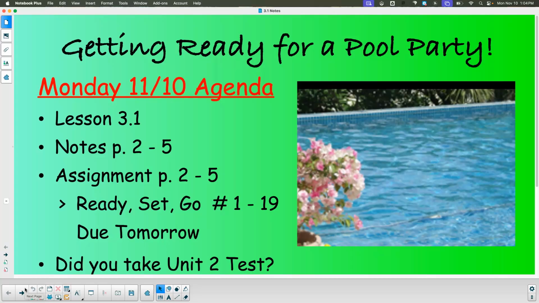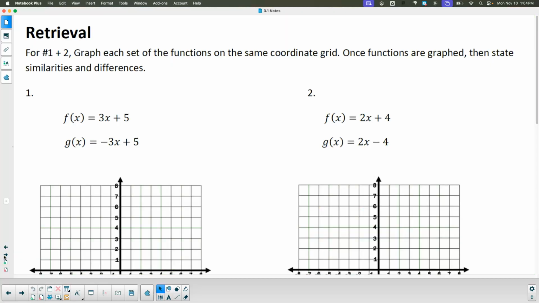All right. So if you haven't started already, the retrieval on page 2. Do all of page 2, graphing those four. On the 2 graphs, you're going to graph 2 lines on each one, discuss the similarities, come up with at least a similarity and a difference for them, and then solve 2 equations down there. Okay. Go for it.